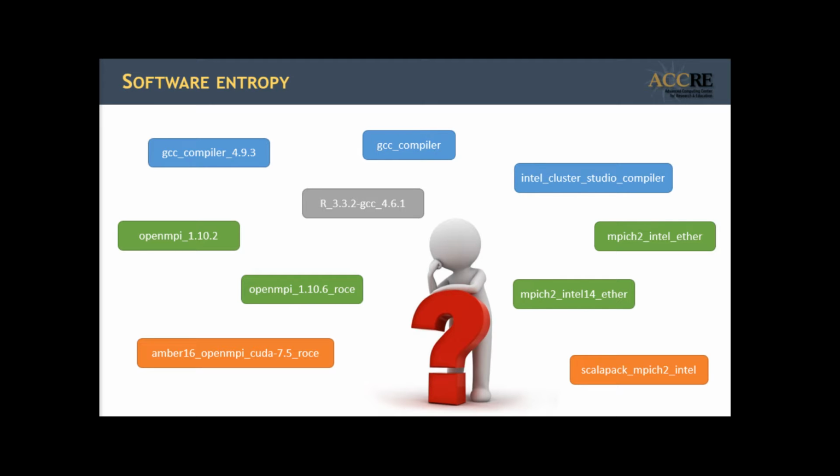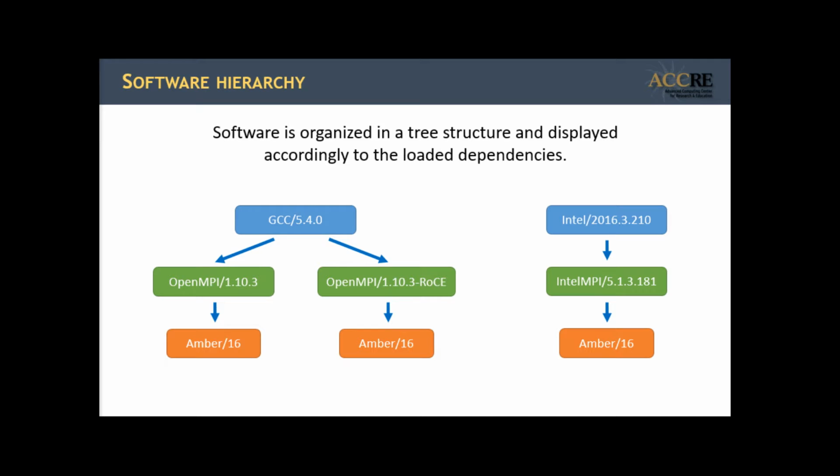The problem is it's very difficult to find out which is which, okay? Which one has been compiled with what. So that Scalapack MPICH2 Intel, which version of MPICH did it use? MPICH2 Intel Ethernet or MPICH2 Intel 14 Ethernet? Both. Okay?